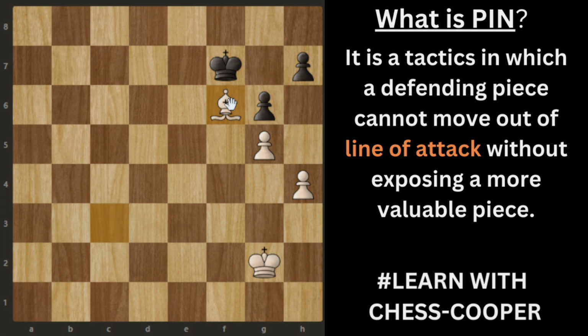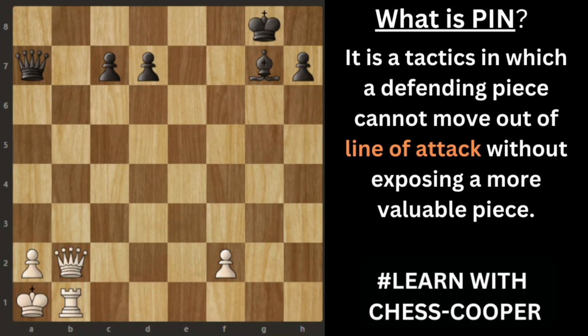So let's go to our third position. As we move further, our positions are also going to get tougher. In this position, it is white to move. As you can see, it is black who is pinning our queen on b2, and this queen is a lost piece. So how can white defend its queen? Let's see the solution.